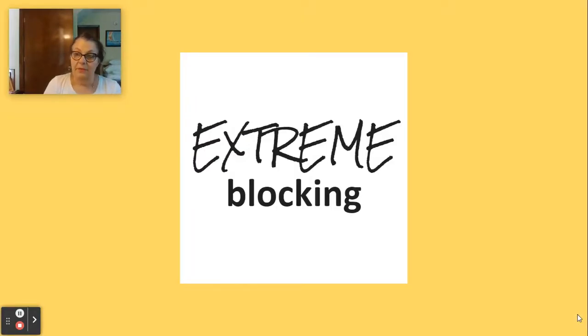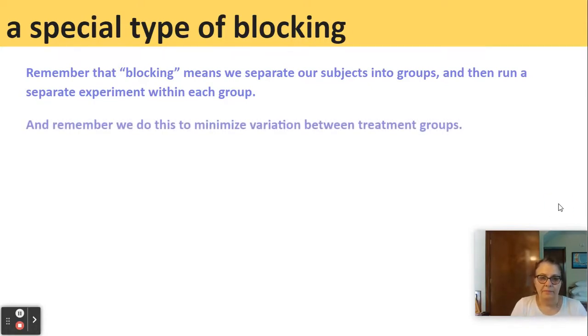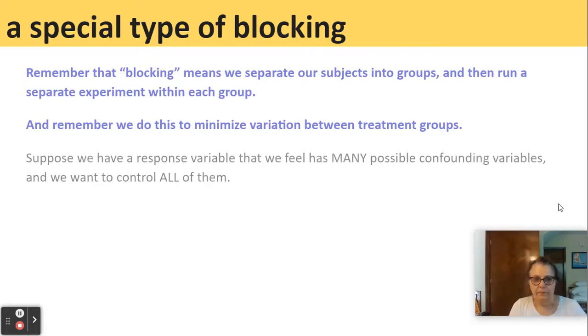So now we're going to talk about something referred to as extreme blocking. Okay? Remember that blocking means that we separate our subjects into groups and then run a separate experiment for each group. Okay? But remember, we do this because we want to minimize variation between treatment groups. Minimizing variation is always important in any type of randomization experiment.